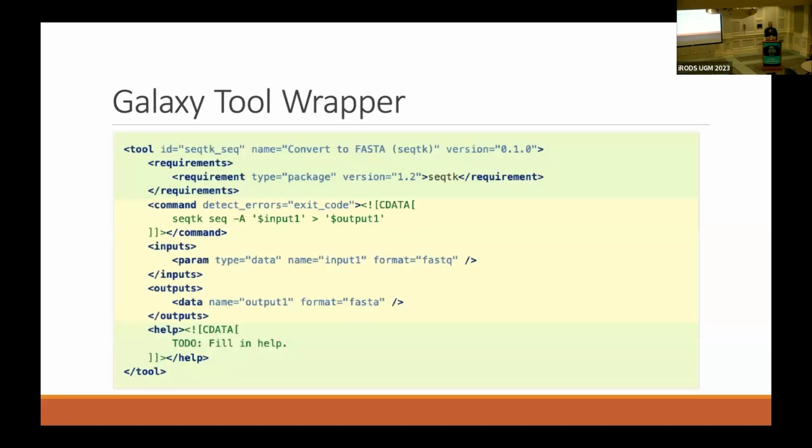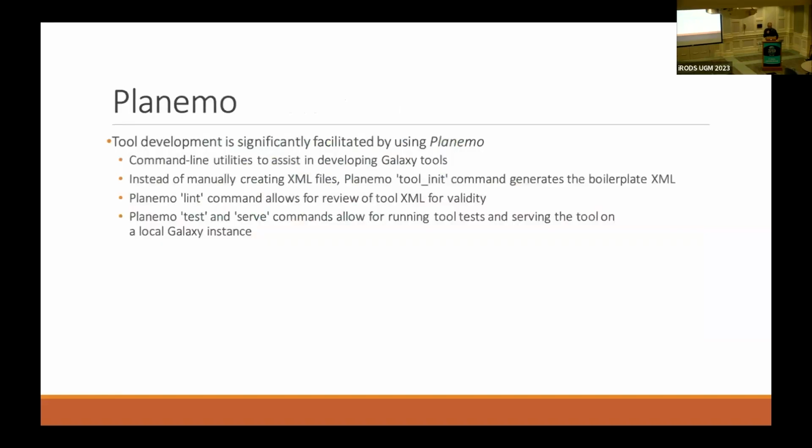This is an example of a tool wrapper. I think it's called SeqTK. For example, here we're using version 1.2. The command specifies the command that is being executed. Input and output specify the input and output parameters, names, and types. And you can also fill out the help section with some help information if needed. You can also write tests for the tool here in this XML file and run it later as well. I've excluded those for brevity.